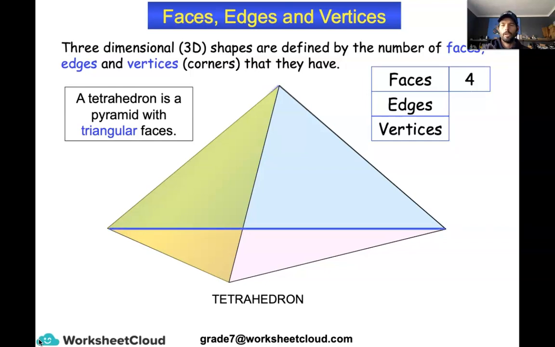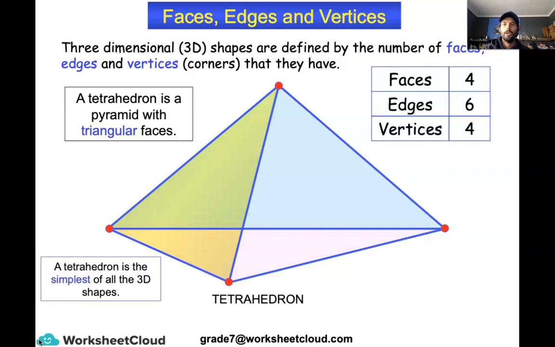Edges, they are being highlighted in blue. Okay, and you can count along as they get highlighted. So that's 3, that's 4, 5, and 6. So edges is 6. And then the last thing we need to work out is how many vertices does a tetrahedron have? Okay, and how many corners is that? And you can see that the red dots are going to give you 4. Okay, so that's the tetrahedron, faces, edges, and vertices. Tetrahedron is the simplest of all the 3D shapes.